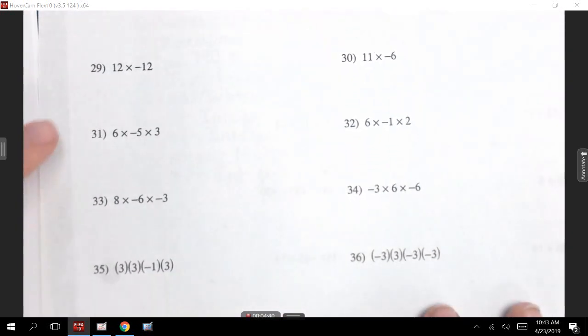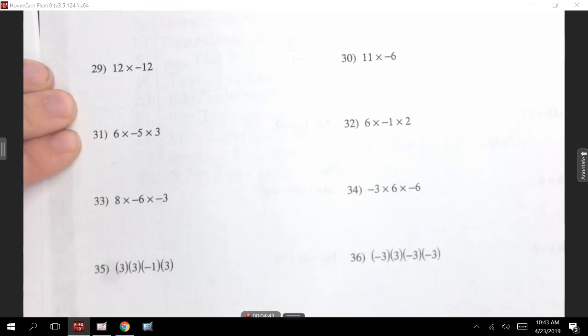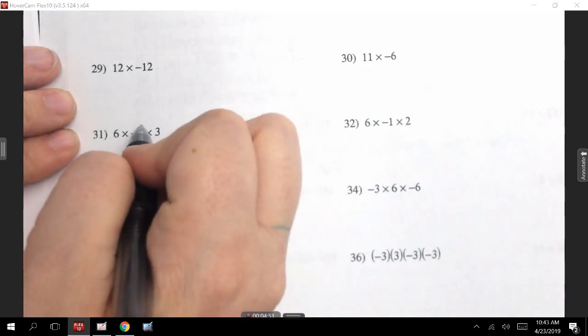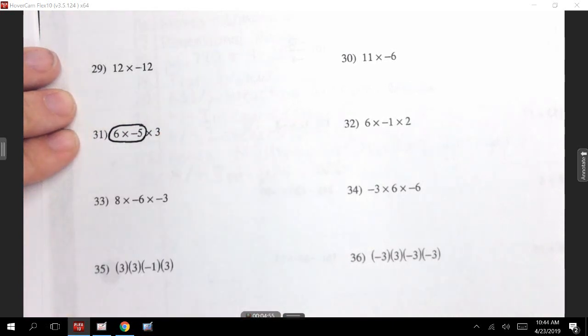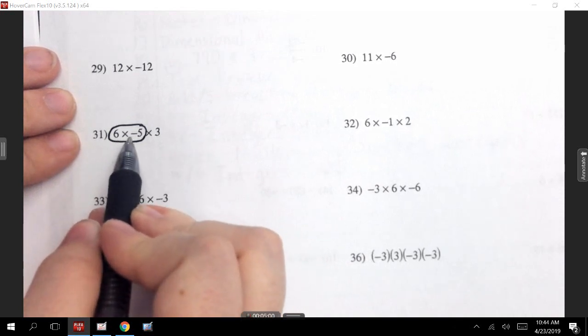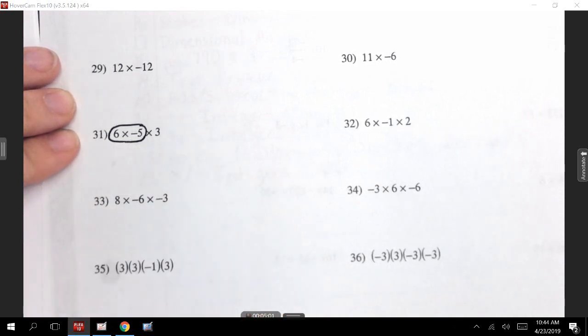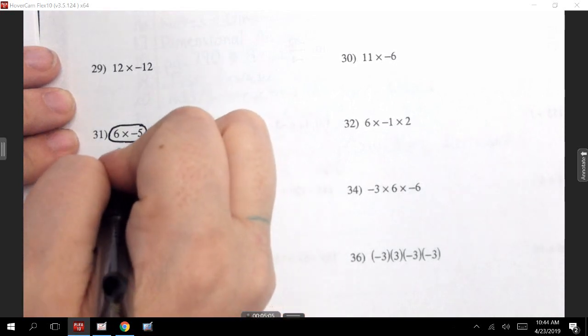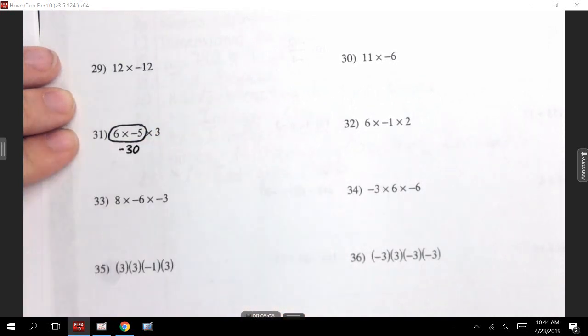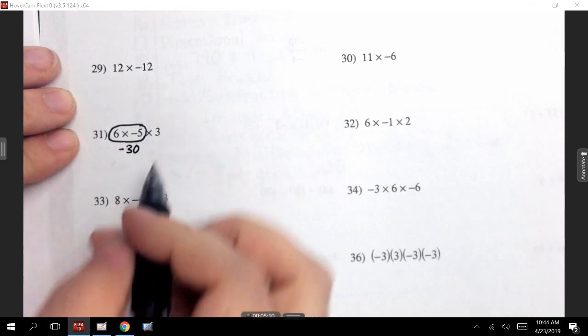Let's move down. Let's look at number 31. All right. What do I need to do first here, Hunter? The 6 and the 5. Remember, it's kind of like that game of memory. You can only do 2 numbers at a time, just like you can only flip 2 cards at a time. So I'm going to do those first 2 numbers. 6 times negative 5. What am I going to get for that, Jet? Negative 30, because one's positive, one's negative. So we need to make sure we put negative 30.